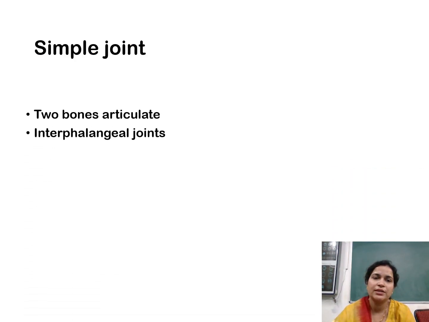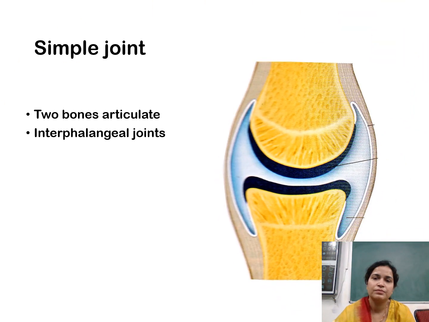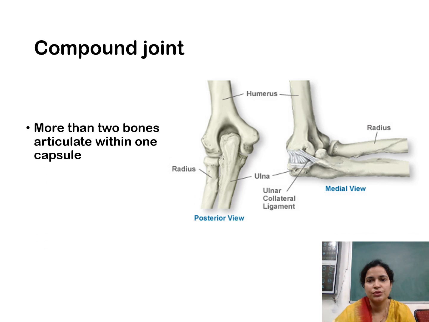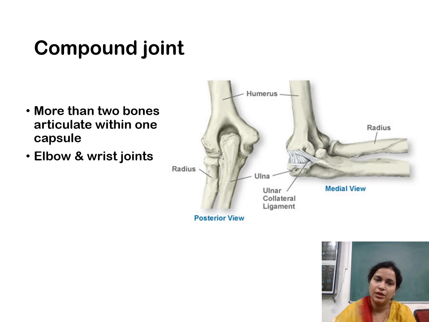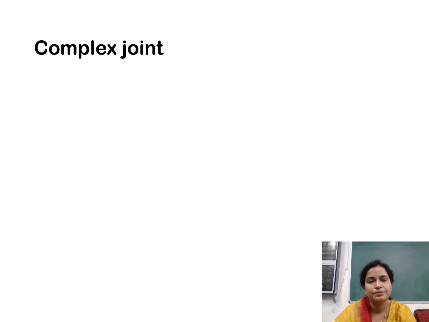In a simple joint, two bones articulate, for example the shoulder joint, hip joint, interphalangeal joint. There are only two bones present in the articulation. A compound joint, like the elbow joint or wrist joint, has more than two bones articulating within one capsule.